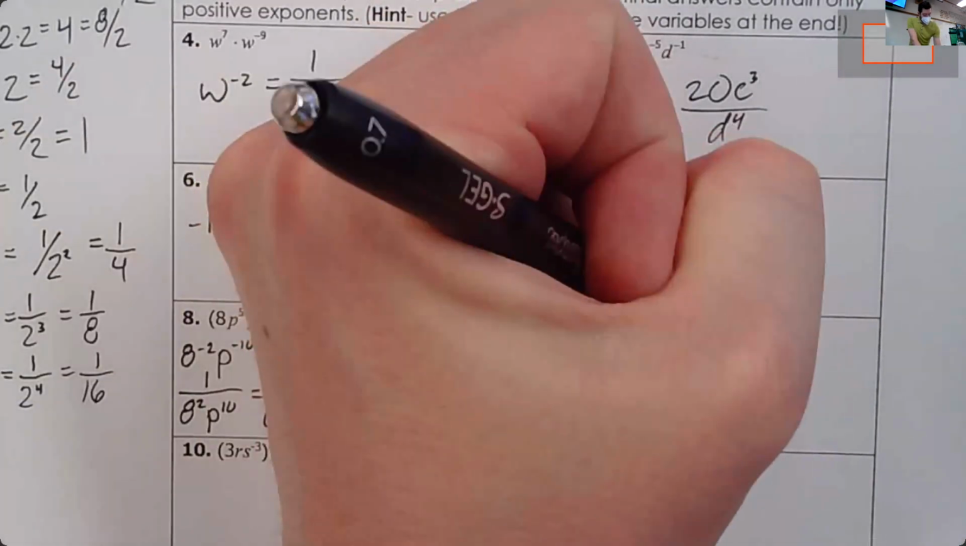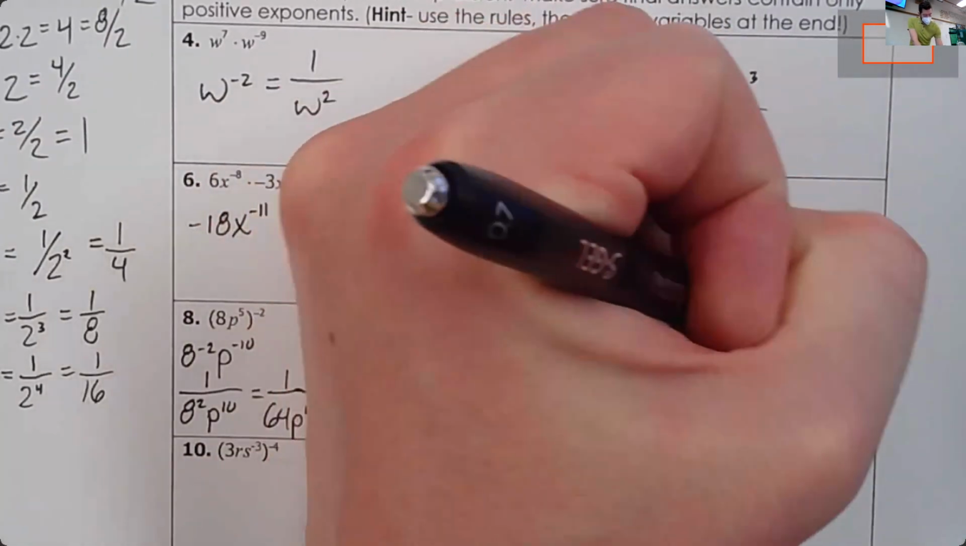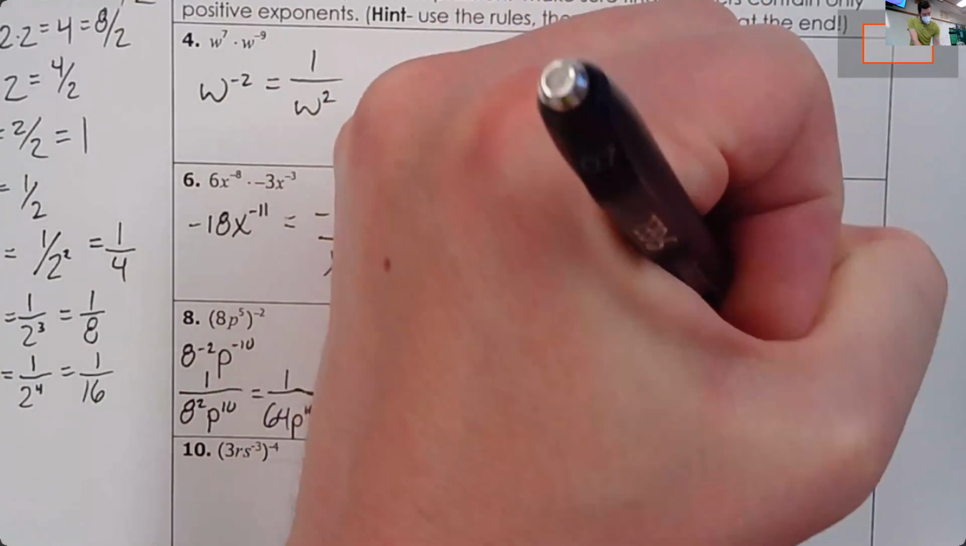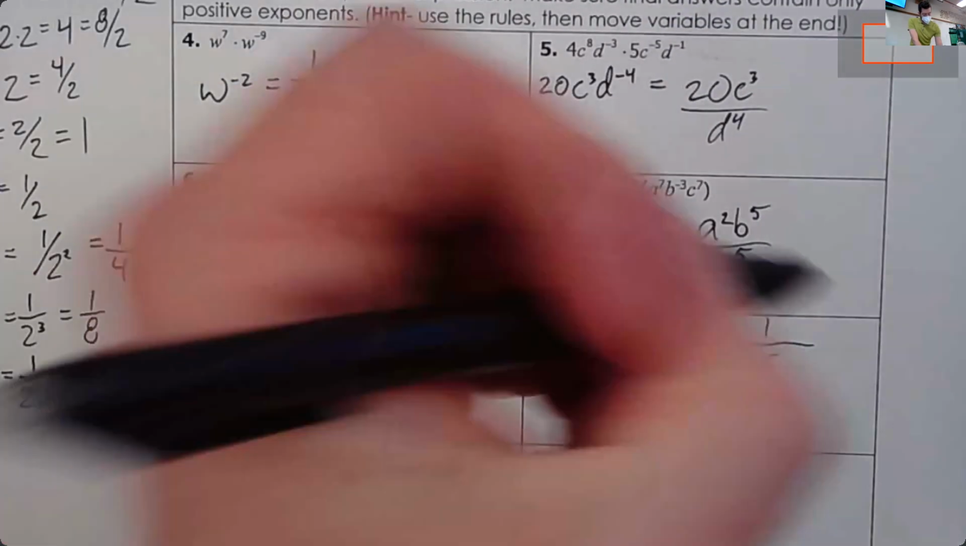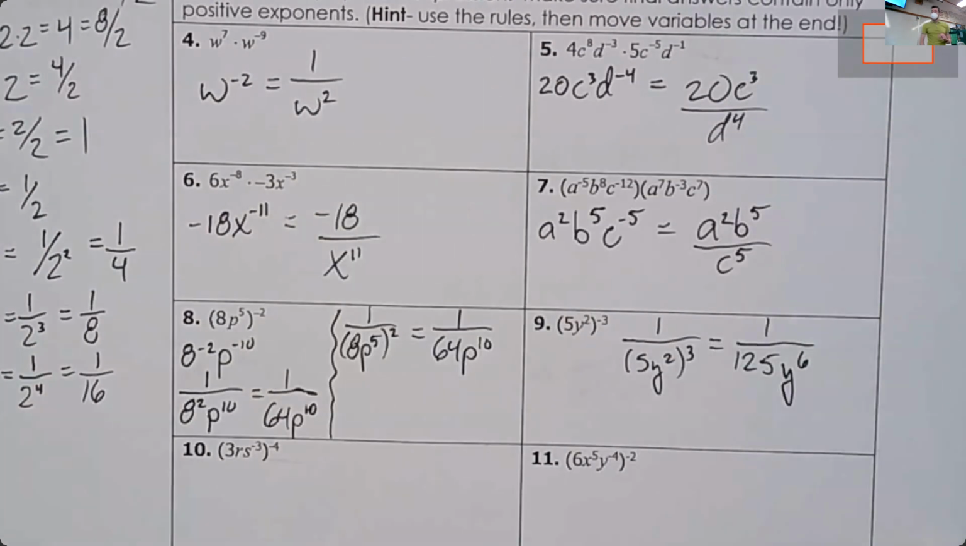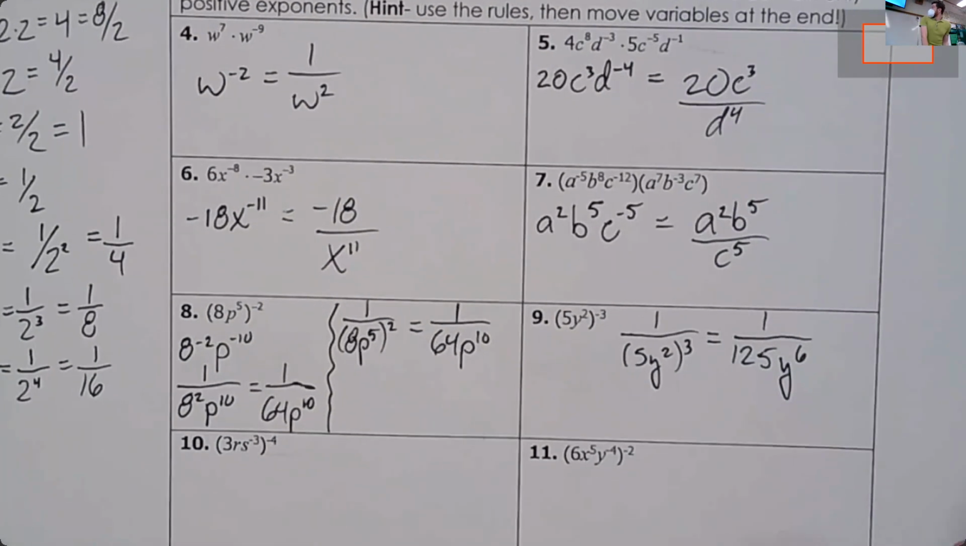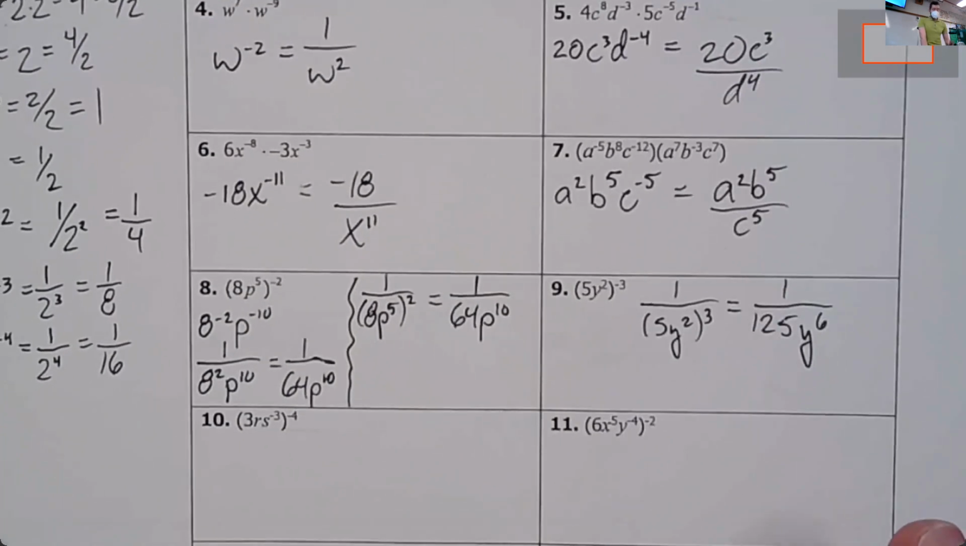And then we take 5 to the 3rd power, which is 5 times 5 times 5, that's 125. And then y to the 2nd to the 3rd, multiply your exponents, would be y to the 6th power. So we end up with 1 over 125 y to the 6th power for problem number 9. So it kind of depends on the method that you would prefer.